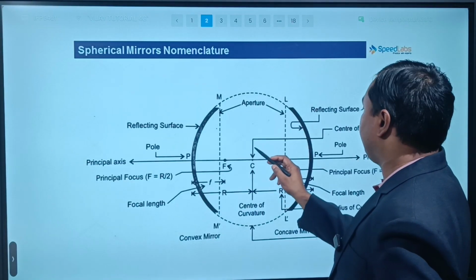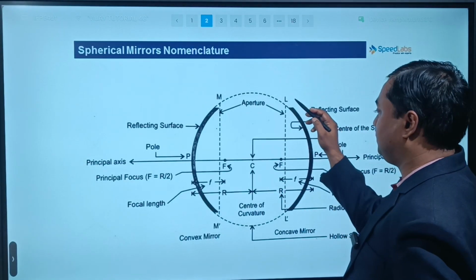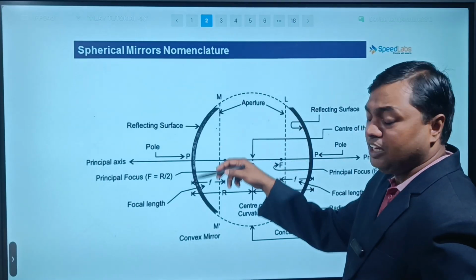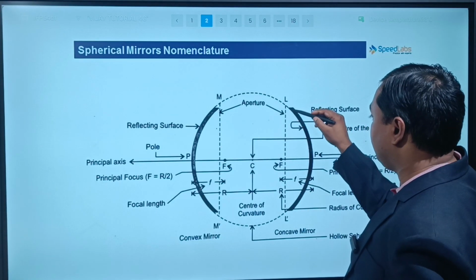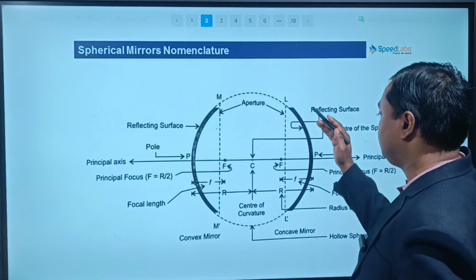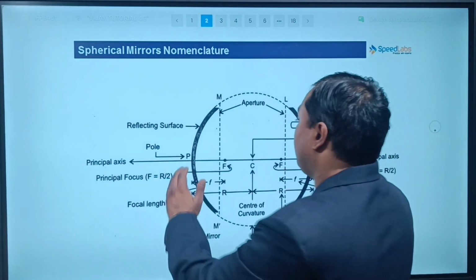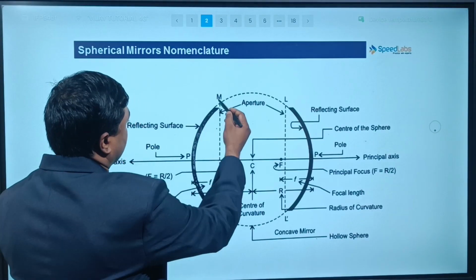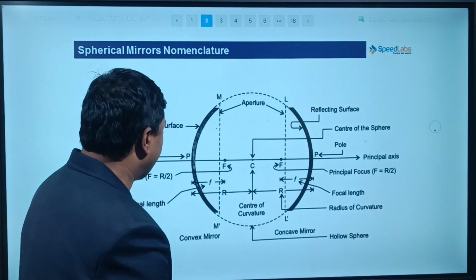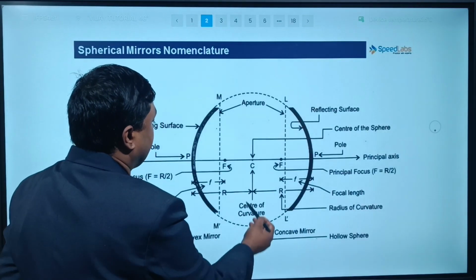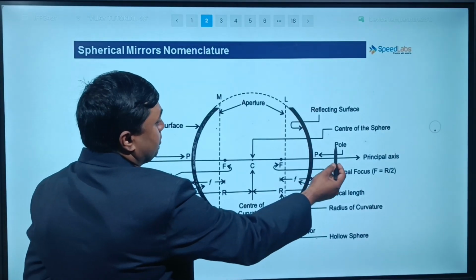Okay, center of curvature of the mirror. Assume that it is a hollow spherical glass, and if you cut this part and polish this part, this is a concave mirror. In this part, if you polish from inside, so the reflecting part is outward, it will behave as a convex mirror. Yes or no? So C is the center of curvature, P is the pole.